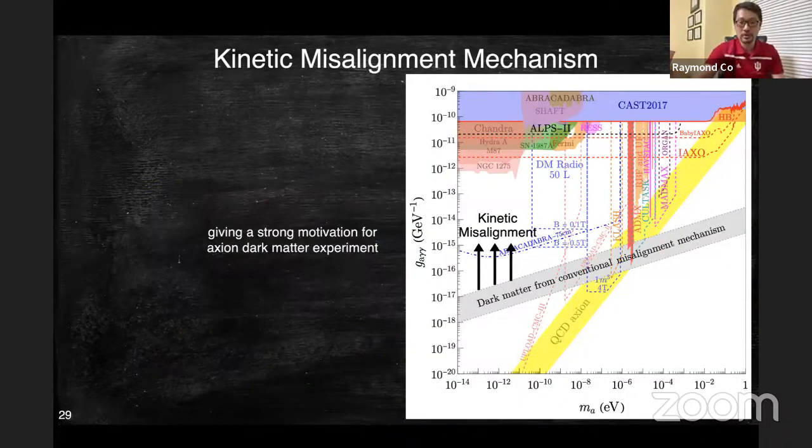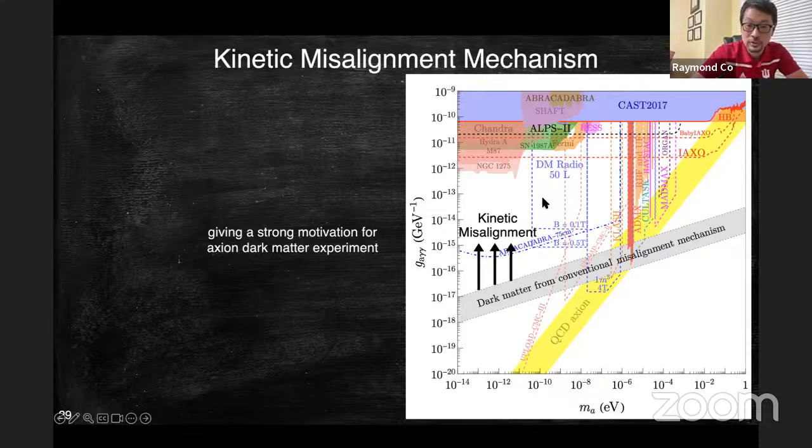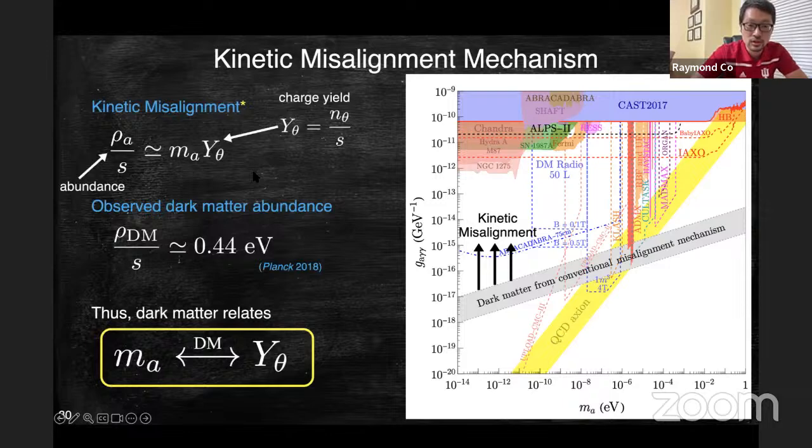So this kinetic misalignment mechanism has the effect of enhancing the dark matter abundance, which implies that we can explain the region of parameter space above the gray band with 100% dark matter. And that gives very strong motivation for the axion dark matter experiments. They're searching for the parameter space way up here. So that's one achievement of the axion rotation. At this stage, we don't have a prediction of where it should be, because we can just enhance the dark matter abundance and there's a free parameter in terms of the charge.